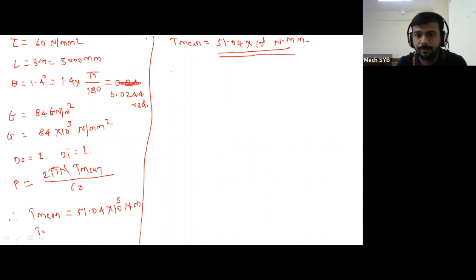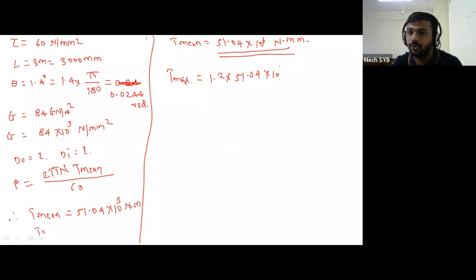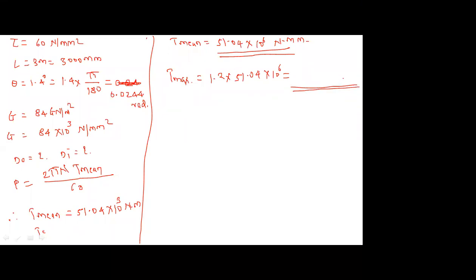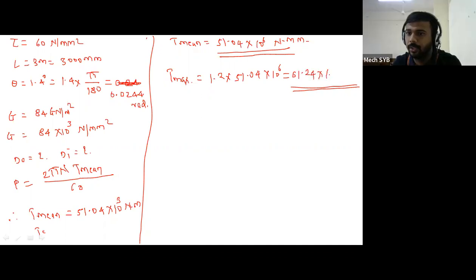Then T max is equal to 1.2 into 51.04 into 10 raised to 6. What is the T max value? Multiply by 1.2. 61.24 into 10 raised to 6 Newton mm. This is the T max value.